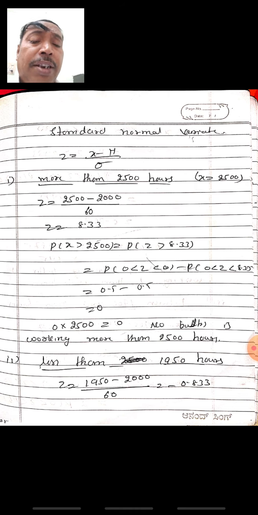But first you find the probability. After finding the probability, if you want the number of bulbs working beyond 2500 hours, multiply by 2500. I think you are getting 0. That means no bulb is working more than 2500 hours.